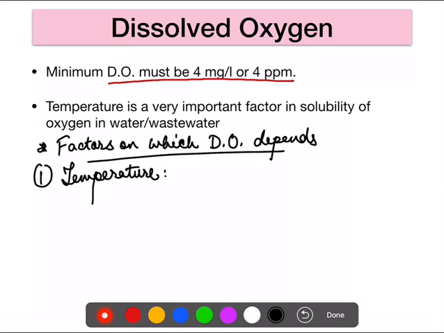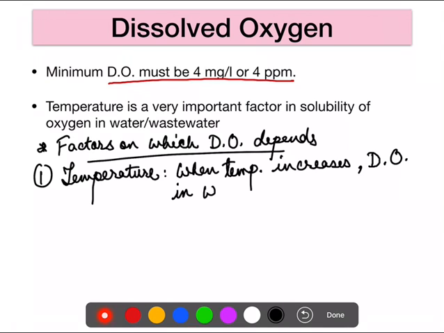What is the significance of temperature with DO? They are inversely proportional. Always remember, temperature and DO are inversely proportional. That means when temperature increases, dissolved oxygen in water decreases. So the amount of dissolved oxygen in water decreases. So temperature is inversely proportional.